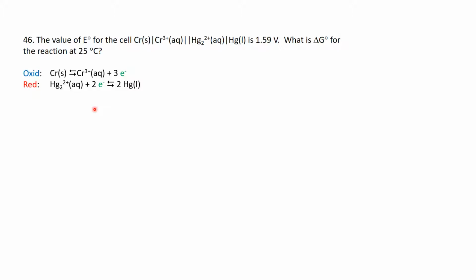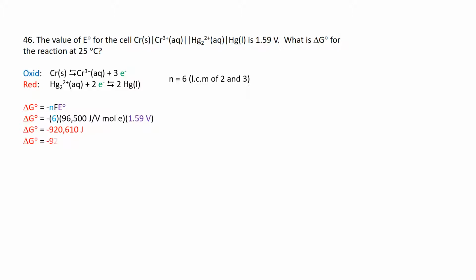But anyway, we're not dealing with mercury chemistry, we're dealing with electrochemistry here. So you've got 3 electrons in one, 2 electrons in the other. That tells us that the n we're going to use is the least common multiple of 2 and 3, which is 6. So delta G0 is what we want, minus nFE0. Throw that in, n is 6, F is 96,485. I tell you that the potential is 1.59 volts, and we get delta G0 is minus 920,610, or about minus 921 kilojoules. Piece of cake, huh?